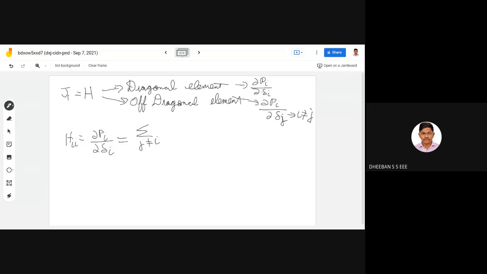Okay, and over here you have to make it Vi over Vj, then followed by your admittance Yij, followed by sine theta ij minus del I plus del j. So this is the element what you'll be getting for your diagonal element.